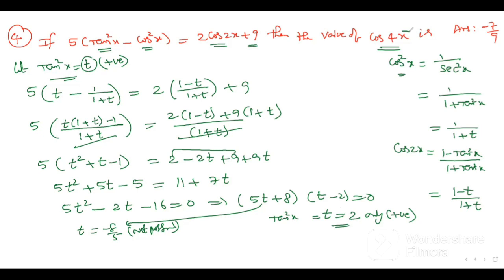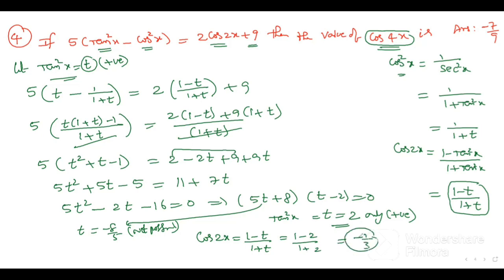What is required here? Cos 4x. Cos 4x we have formula. First find out cos 2x. Cos 2x formula is 1 minus t by 1 plus t. Here written 1 minus t by 1 plus t, 1 minus 2 by 1 plus 2. What we get here? Minus 1 by 3.